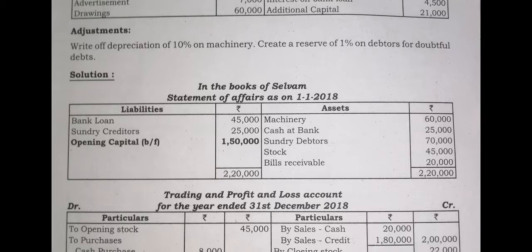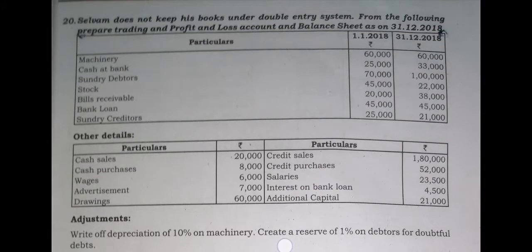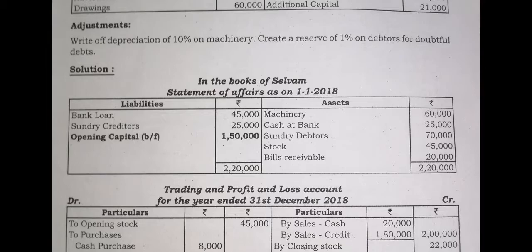See here ma. Give the title as usual on the double side: in the books of Selvam, statement of affairs as on 1/1/18. Go through the sum. We have to take the first value only. So machinery, cash, debtors, stock, bills receivable. Yes, the first 5 are assets and the last 2, bank loan and creditors, are liabilities. Here the other 5 are assets, as we know very well. If you balance this, total of the first amount is 2,20,000, and from that 45 plus 25 is 70. 220 minus 70, therefore 1,50,000 as balance figure, opening capital.